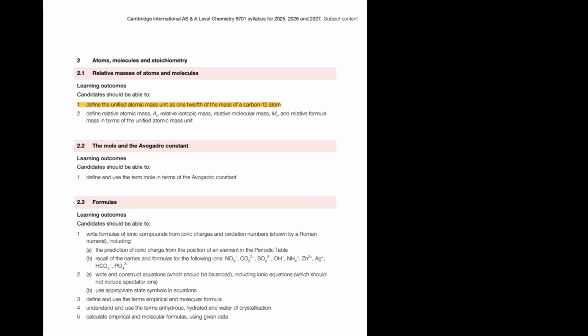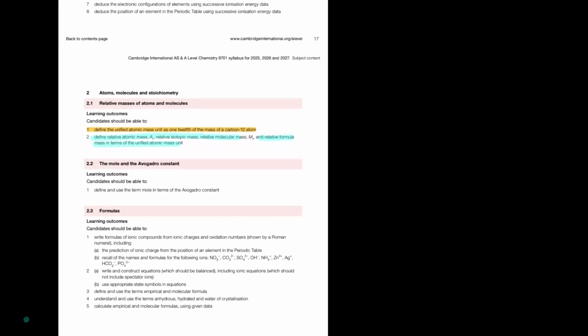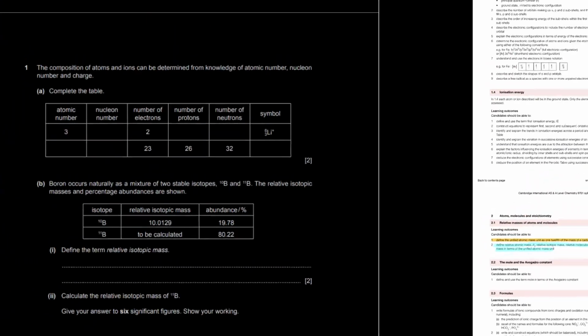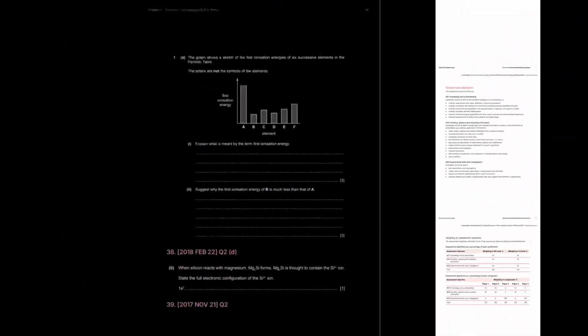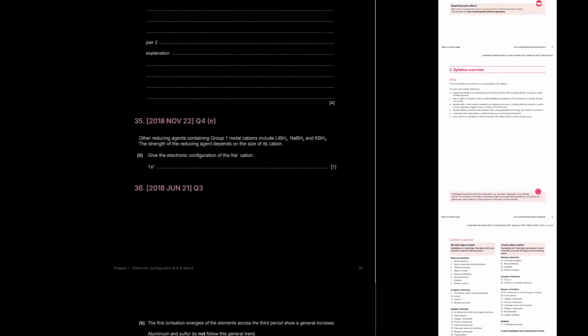Define relative atomic mass, relative isotopic mass, relative molecular mass and relative formula mass in terms of unified atomic mass unit. Okay, that's done. So you could also define it in terms of unified atomic mass unit. The examiner can ask you this. We've already defined the unified atomic mass unit, because you know that it is the mass of 1/12 of a carbon-12 atom. We've defined it in the prior past papers.